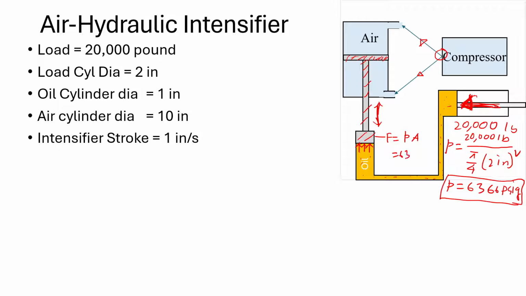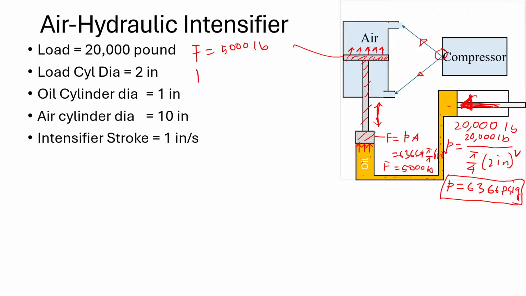The pressure is 6366 times the area of the oil piston, which is pi by 4 times 1 inch squared. The oil piston is 1 inch in diameter. So I calculated that the force is 5,000 pounds. This air piston is facing 5,000 pounds, and that 5,000 pounds is going to pressurize this air.